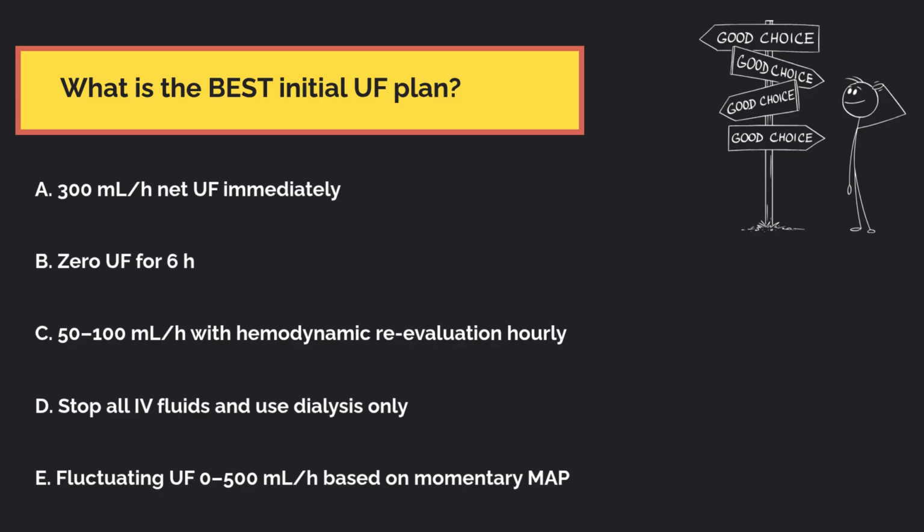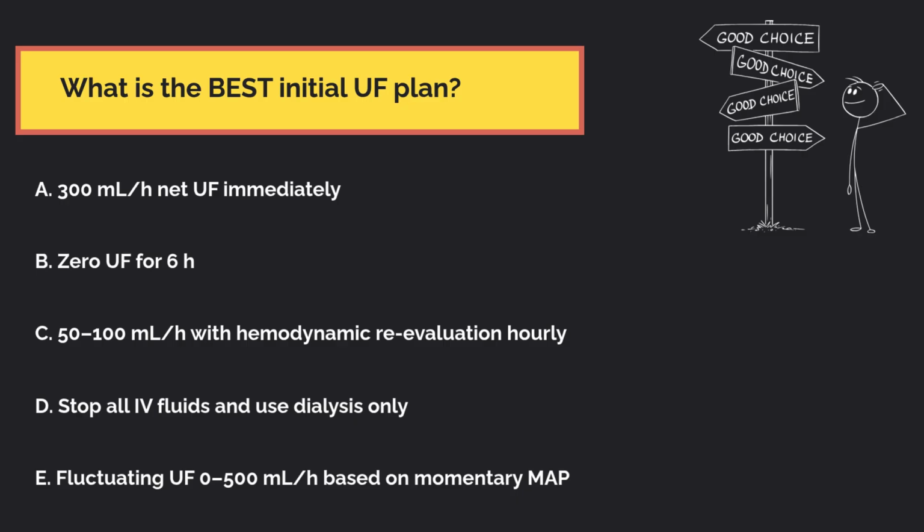Option C, 50 to 100 milliliters per hour with hourly hemodynamic reevaluation. This represents a cautious, physiology-guided approach. It allows gradual decongestion while continuously assessing the patient's response. And option D, stop all IV fluids and use dialysis only. This ignores the hemodynamic instability and risks further hypoperfusion.